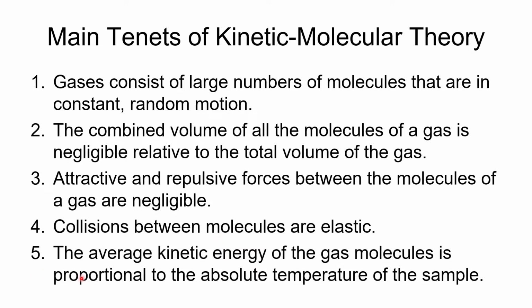Our fifth assumption, the average kinetic energy of the gas molecules is proportional to the absolute temperature of the sample. And what this says is if we double the average kinetic energy, we're going to double the temperature. Okay, so those are our main tenets of kinetic molecular theory. They are mostly true. 4 and 5 are definitely true. 2 and 3, there are some weird exceptions, and when these are not quite perfect, that's when we start getting deviations from the ideal gas law.